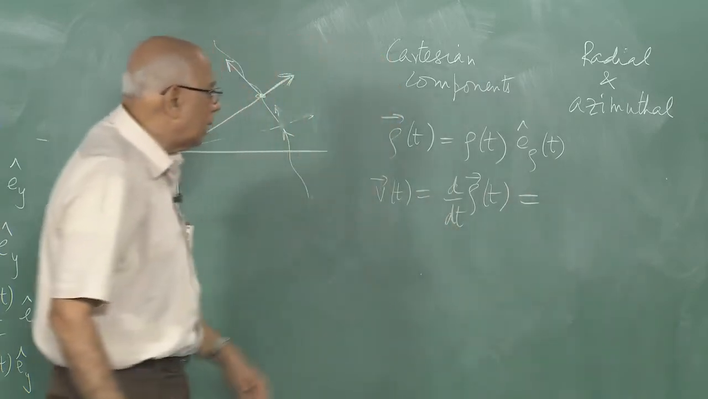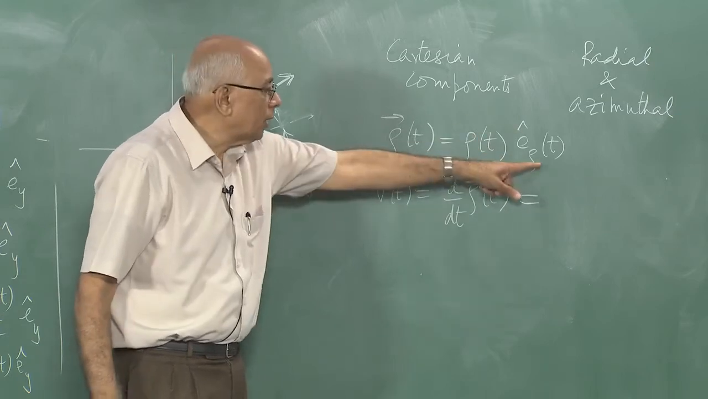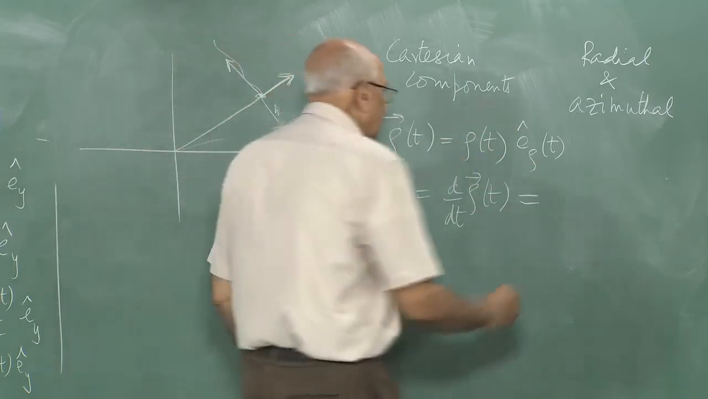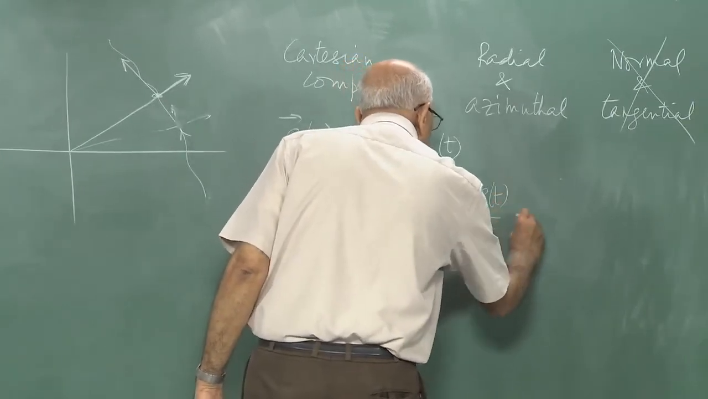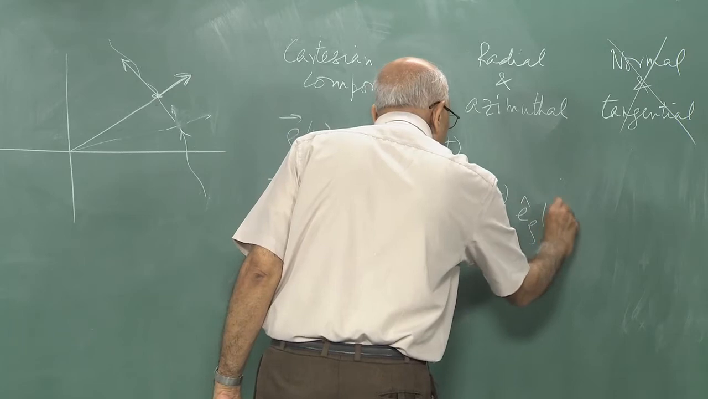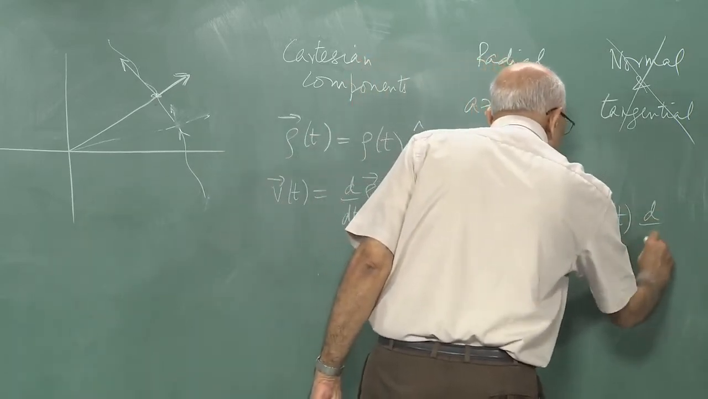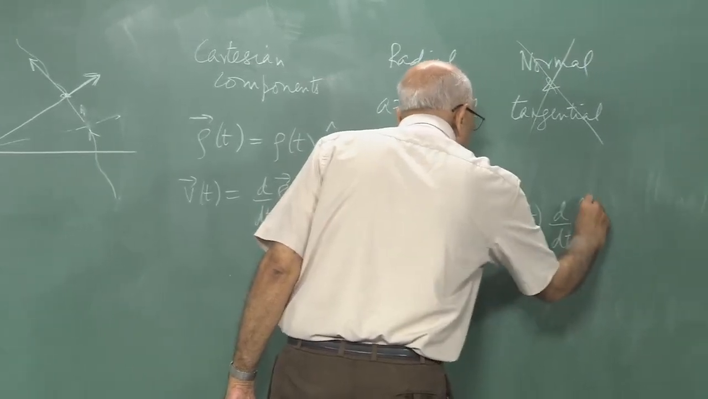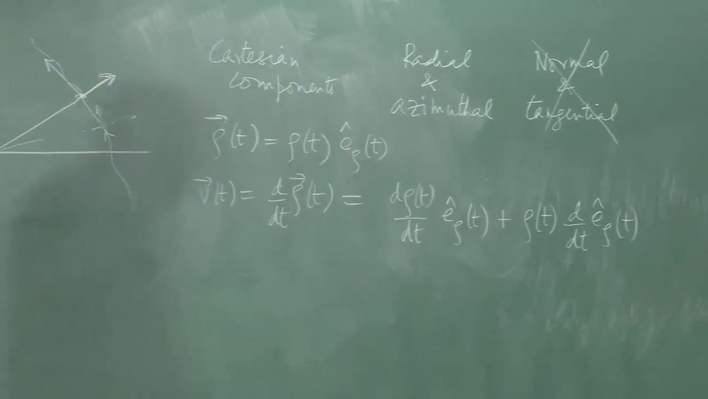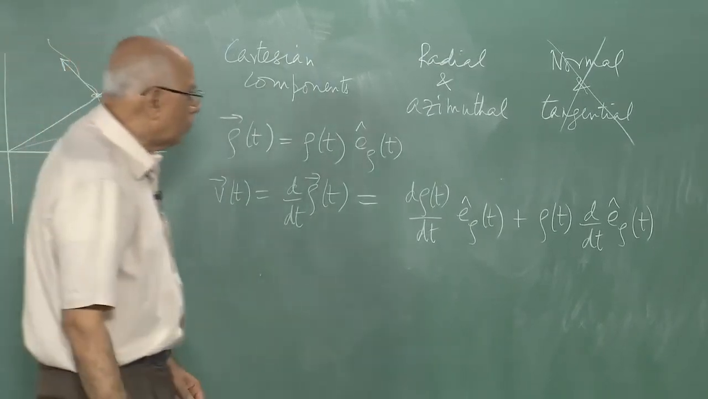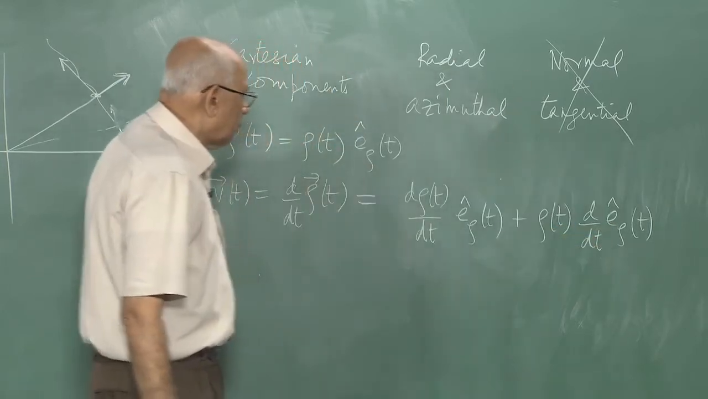Now comes the interesting part. First you differentiate this, leaving that alone, and then you differentiate that, leaving this alone. So by the chain rule, it is d rho of t over dt times E rho of t, plus rho of t times d over dt E rho of t. We need to find therefore this quantity here. How does this unit vector change as a function of time?